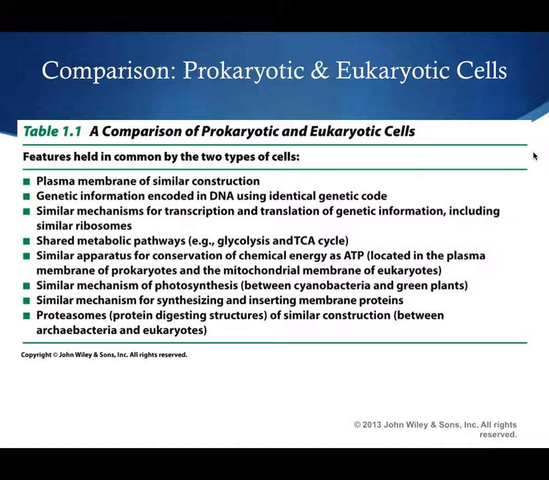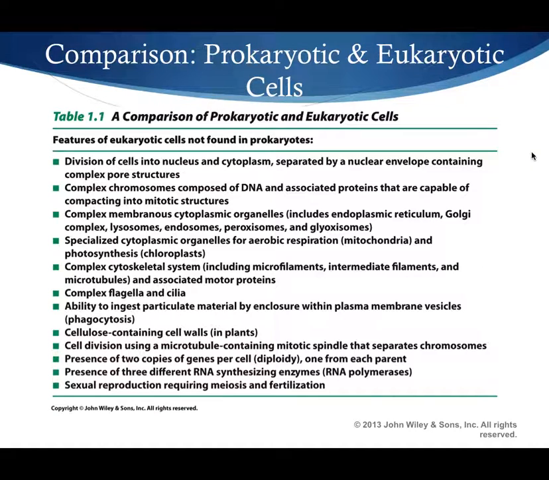Table 1.1 summarizes the common features between prokaryotic and eukaryotic cells. Take some time to review these common features. Table 1.1 continues to point out features that are unique to eukaryotic cells. You may notice a common theme in this table that many of the eukaryotic features are considered to be more complex when compared to prokaryotes. Don't confuse complex with better. Each species has evolved over time to thrive in their specific environment.